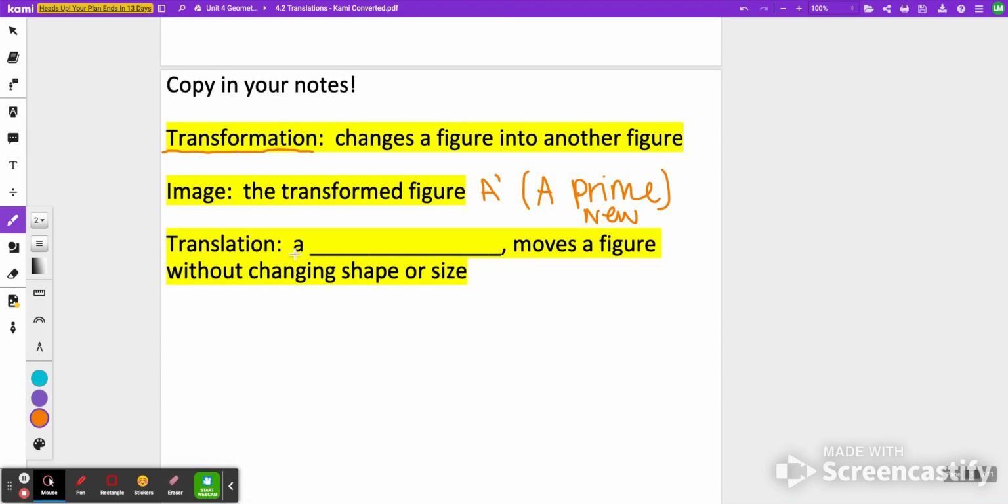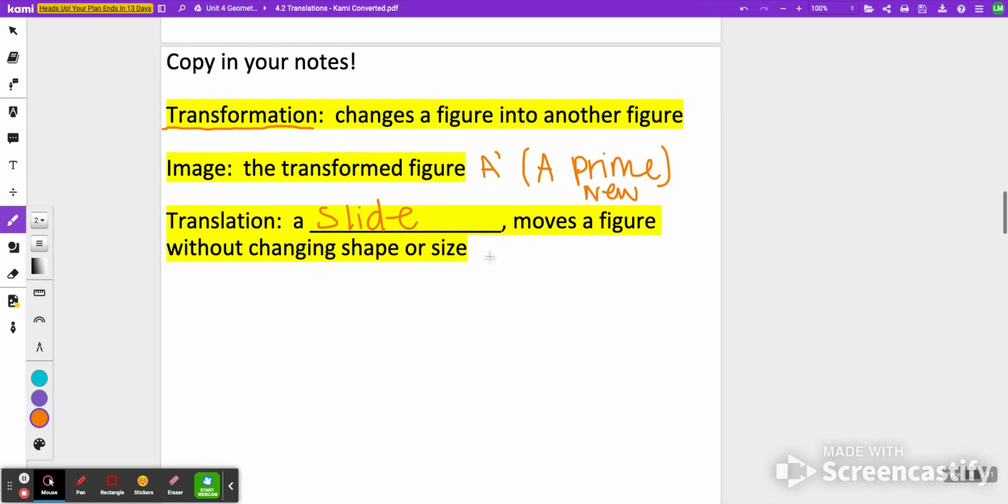And then translation is the specific thing we're going to talk about today. That is just when we take a figure and we slide it. That is not going to change the size or shape. It's just moving it around, almost like if you're playing checkers or chess. You're just sliding those pieces across the board. Make sure you have this copied in your notes before allowing the video to continue playing. If you need to, go ahead and pause it now.